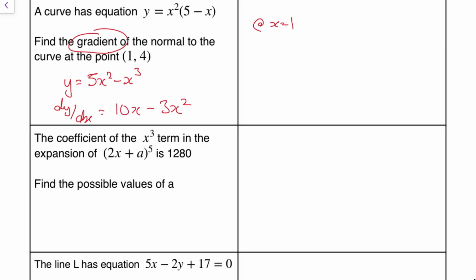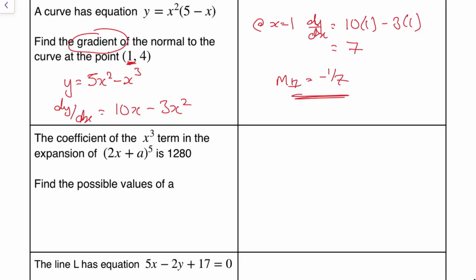So x equals 1, so I've got that from here. When x equals 1, dy/dx is equal to 10 times 1 minus 3 times 1, which is equal to 7. Now, what does it want? It wants a gradient of the normal. So therefore, the gradient of the normal, negative reciprocal, is minus 1 over 7, and that is my answer. Yeah, okay, I just felt like I'd need to do something else, but no, that's fine, that's okay.